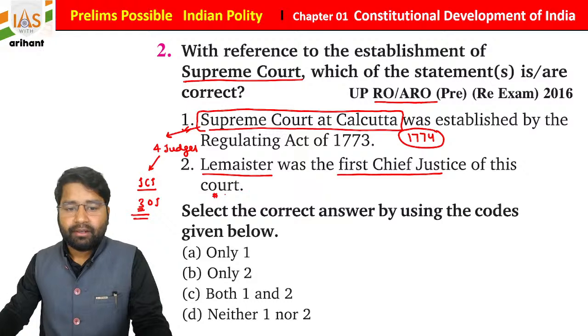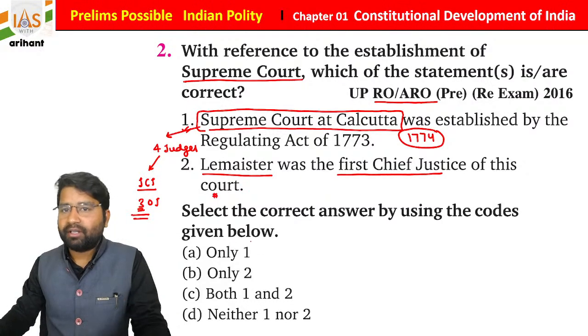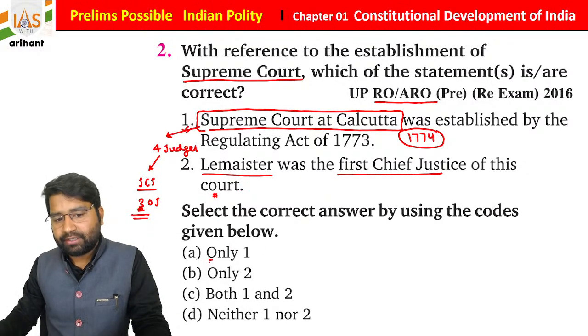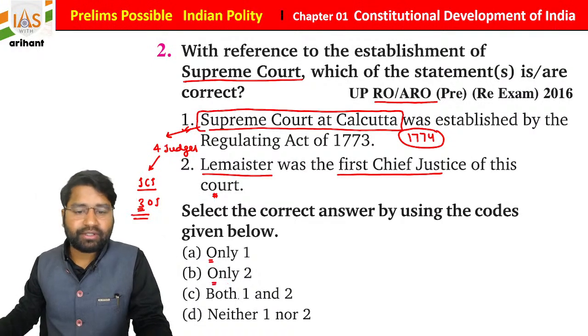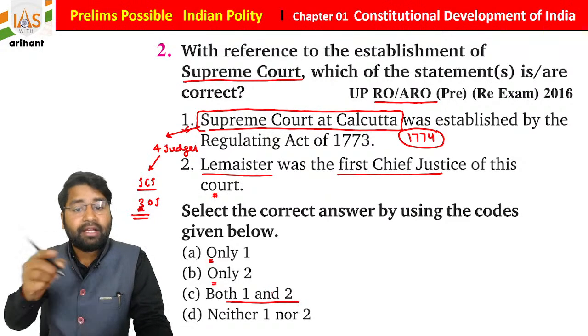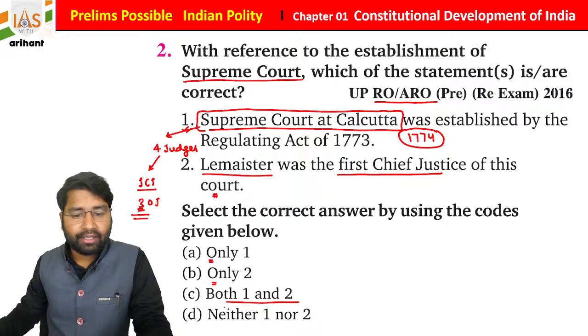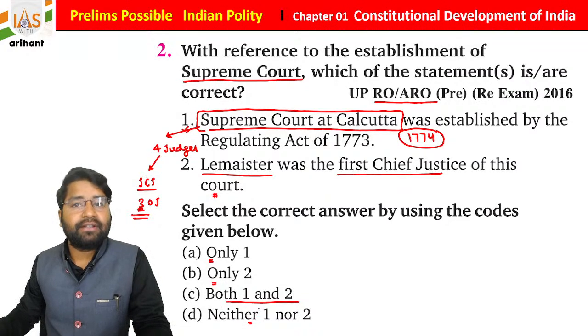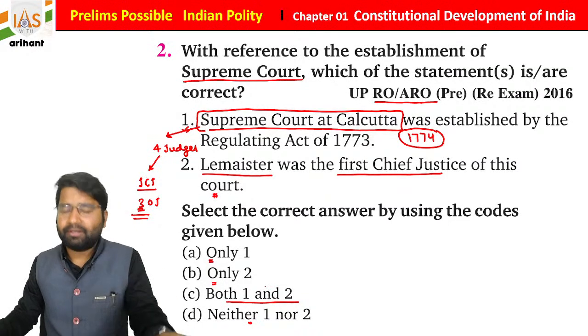So here we are going to discuss, there are multiple options. Option A says that only 1 is correct. Option B says that only 2 is correct. Option C says that 1 and 2 both are correct. And option D says that neither 1 nor 2. So this is a very beautiful question.